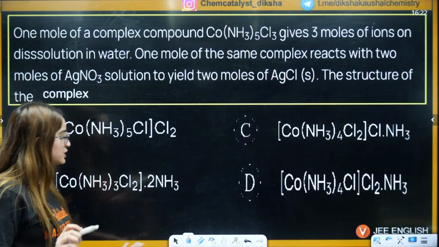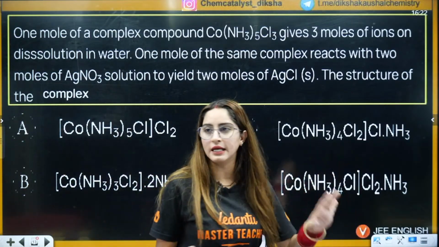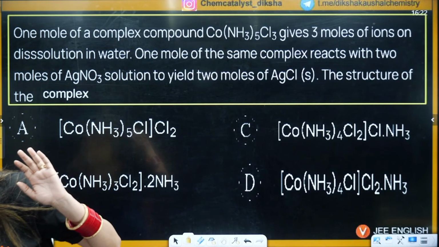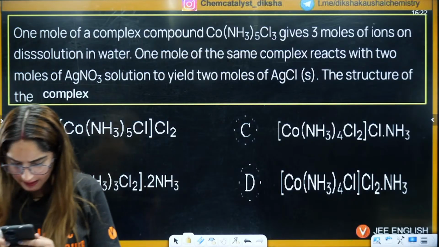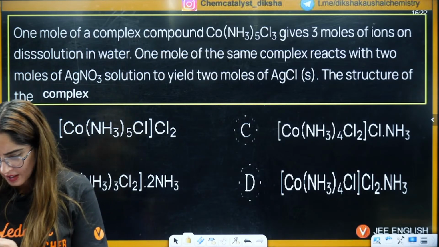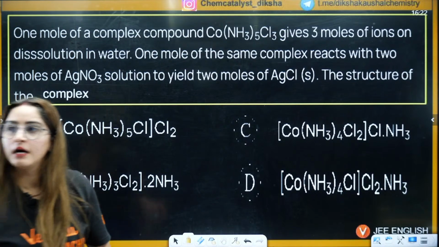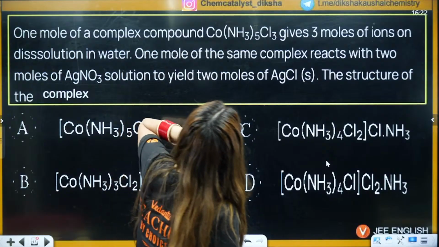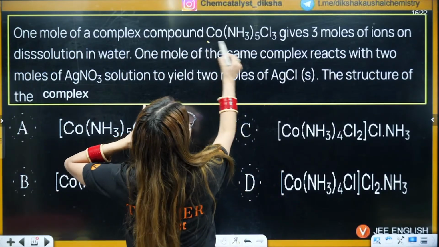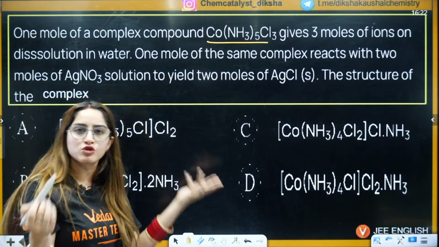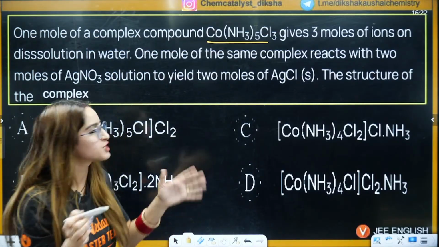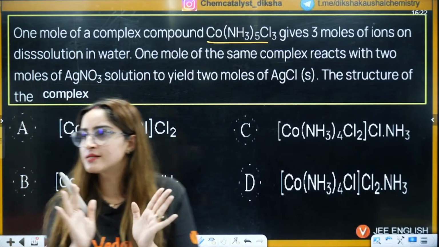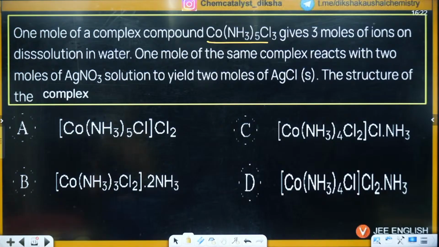Okay, next question, students, on your screen. Let us see, 1 mole of a complex compound, that is this compound, gives 3 moles of ions. They have not given which is outside the coordination sphere and which is inside the coordination sphere, so no worries about that. Let us see who is able to answer this.